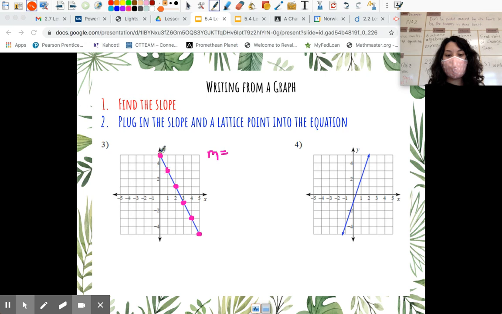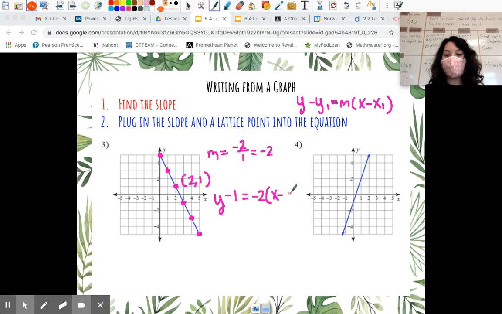Between any 2 points here, I rise -2 and run 1. So my slope is -2. And I'm just going to pick this ordered pair right here. This is the ordered pair 2, 1. So if I substitute this into point slope form, I'm going to substitute a y value of 1 for y1. My slope is -2, and I'm going to write x minus, and then the x value of 2. Okay, again, any of these points along this line would have given you a correct answer.